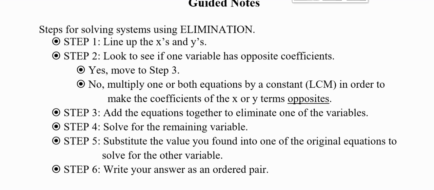If no, we have to multiply one or both equations by a constant, the least common multiple, in order to make the coefficients of the x or y terms opposite. Step 3, add the equations together to eliminate one of the variables. Step 4, solve for the remaining variable. Step 5, substitute the value you found into one of the original equations to solve for the other variable. And step 6, write your answer as an ordered pair.